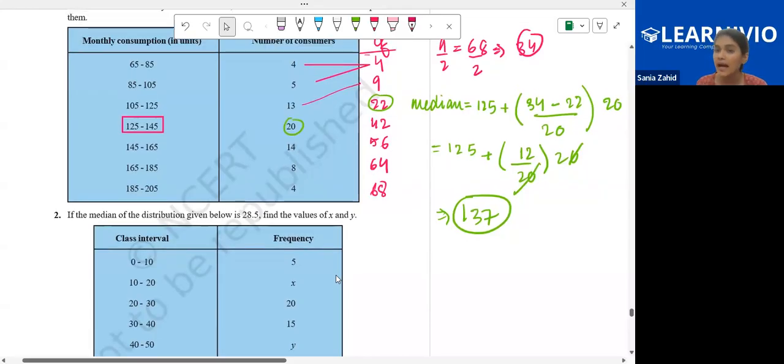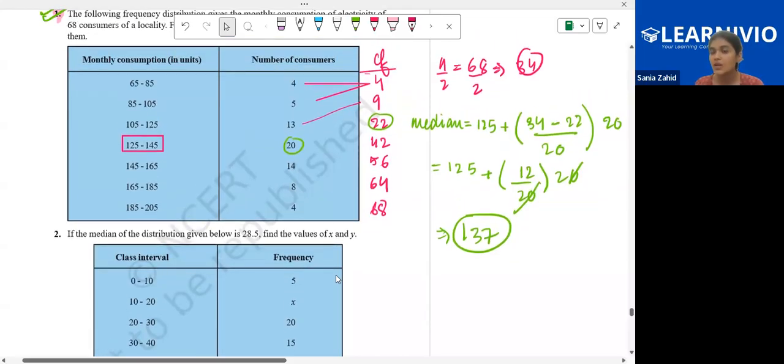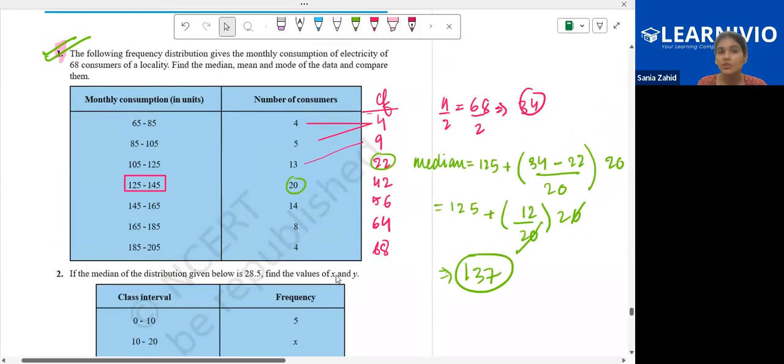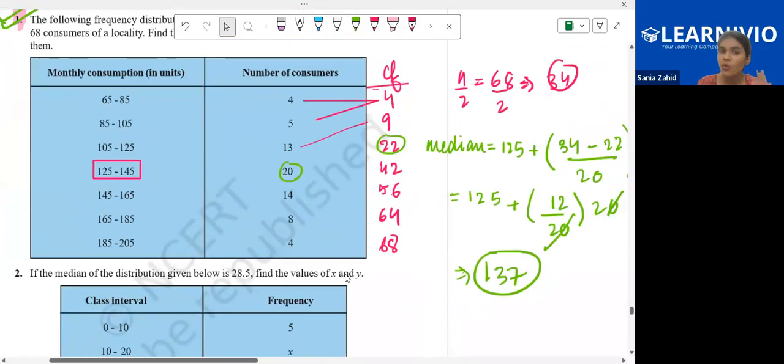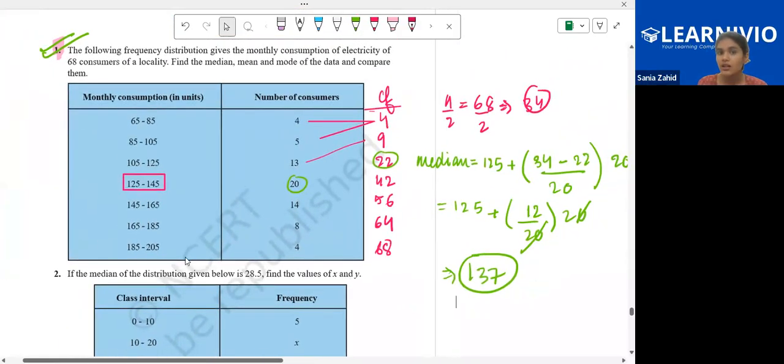Now I was explaining to you in practical terms what the meaning of median is. See now, if your median is 137, what does it mean actually? Why are we finding this value? This gives you the idea that 137 is the middle term now. Till 137 units, how many consumers are there? And then for more than 137 units, the other half of the consumers are there. So half of the consumers use up to 137 units and the other half are using more than 137 units. Do you understand the meaning?